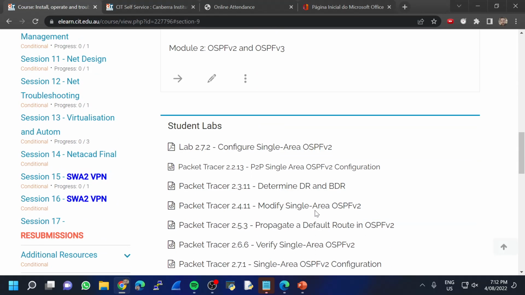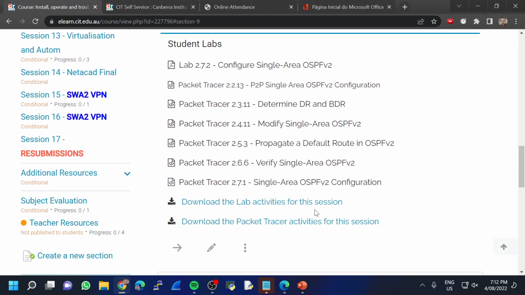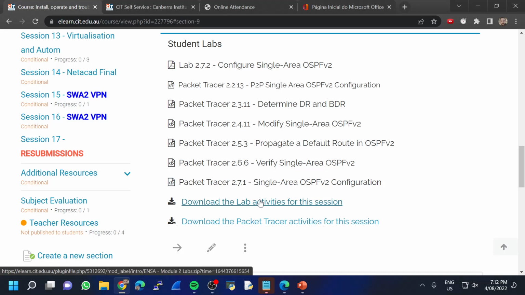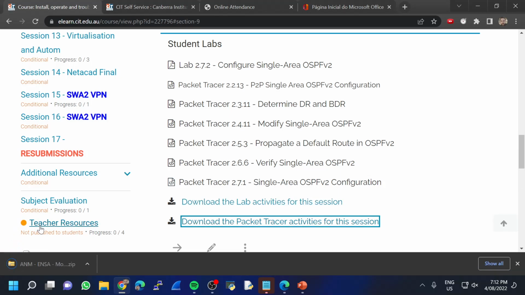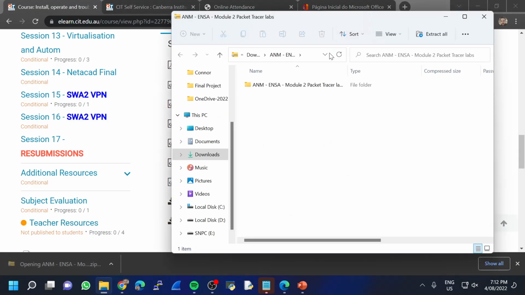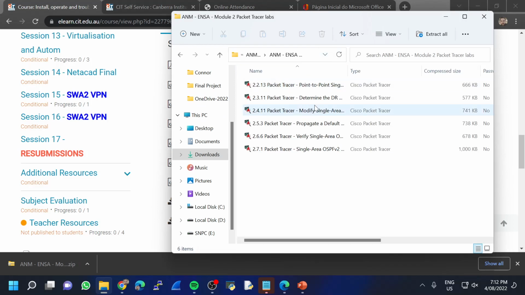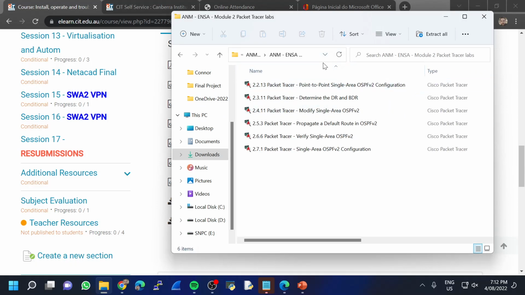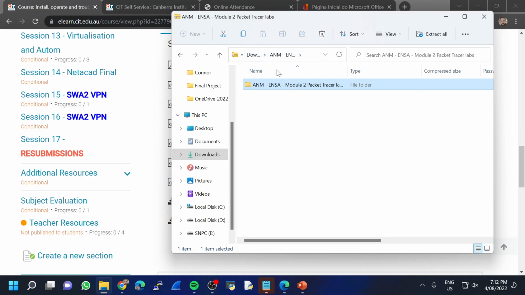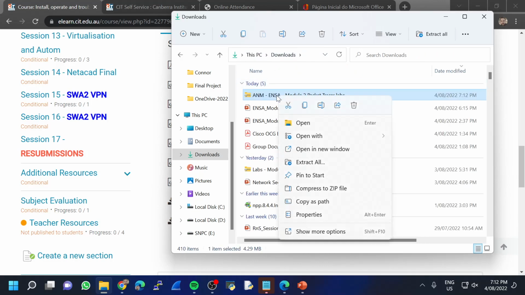Alright. So if you guys haven't realized yet, for this week you have a lot of homework to do, mate. A lot of Packet Tracer activities. So I'm just gonna download all of them here. And we're going to do the first one. Point-to-point single area OSPF. That one is super easy.